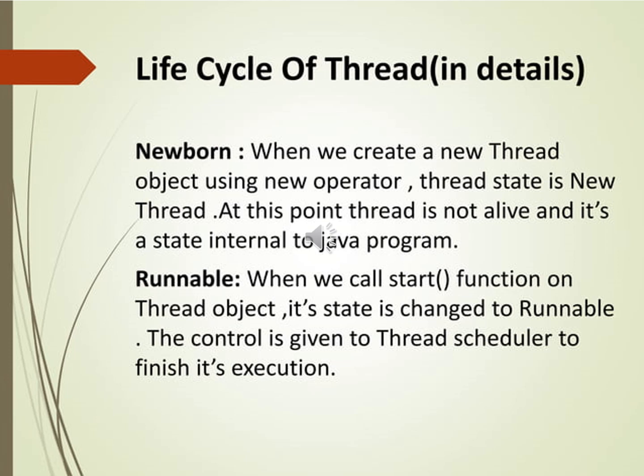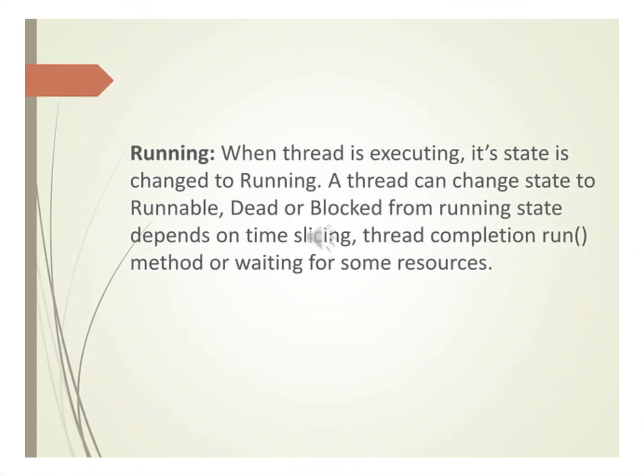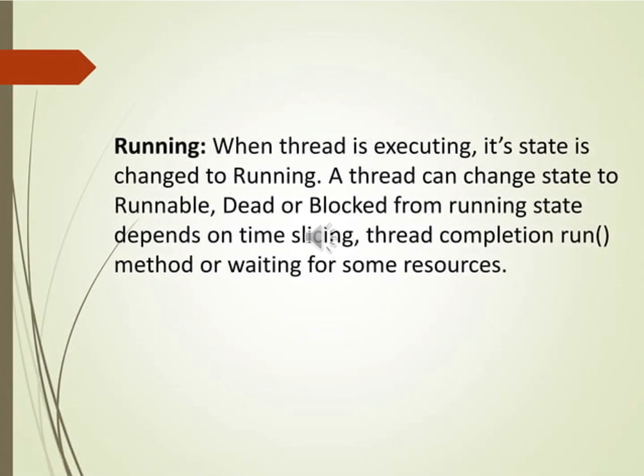Runnable stage: when we call the start method using a thread object, it is moved to the runnable stage. In the runnable stage, the thread may be running or may be ready to run at any given instant of time. It is the duty of the thread scheduler to give a thread time to run, for example, moving the thread to the running stage. The running stage: when the thread gets the CPU, it moves from runnable to the running stage. Generally, the most common change in state of a thread is from runnable to running and again back to runnable.